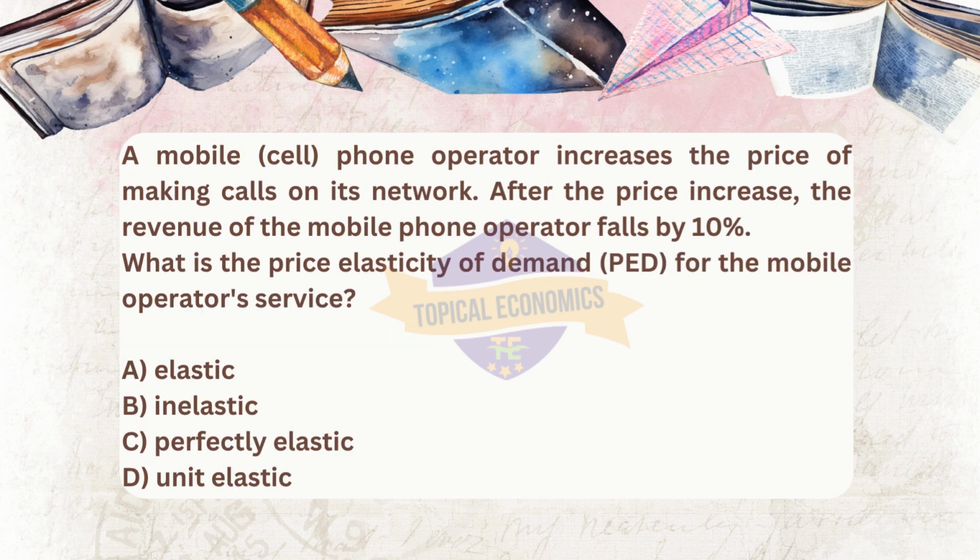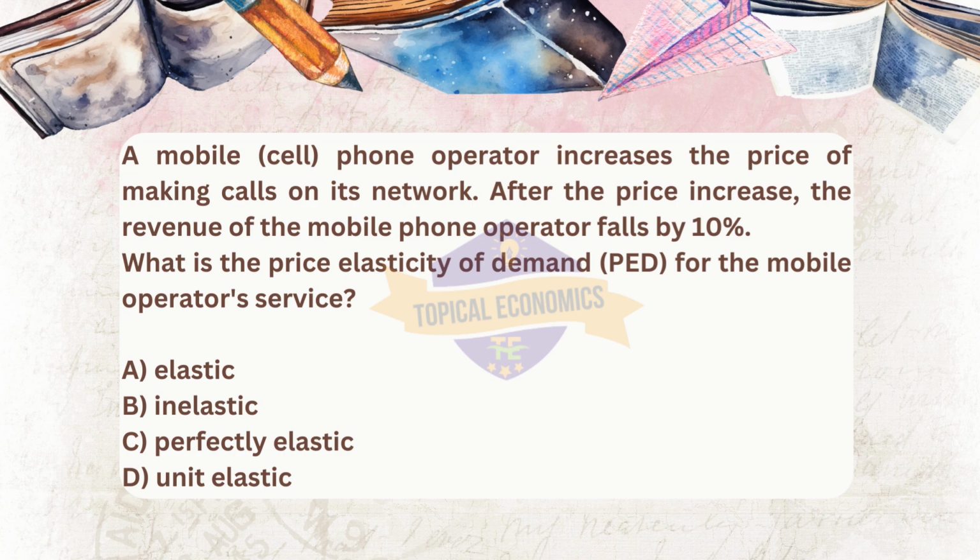A mobile cell phone operator increases the price of making calls on its network. After the price increase, the revenue of the mobile phone operator falls by 10%. What is the price elasticity of demand, PED, for the mobile operator service? A. Elastic. B. Inelastic. C. Perfectly elastic. D. Unit elastic. This question is from year 2019 May-June version 2 paper.